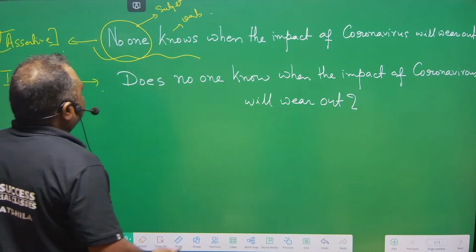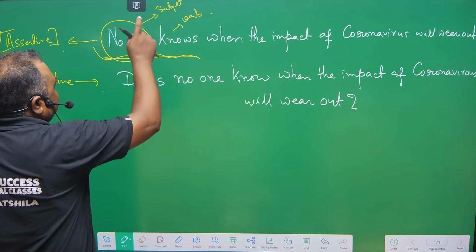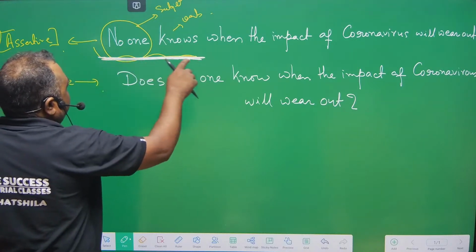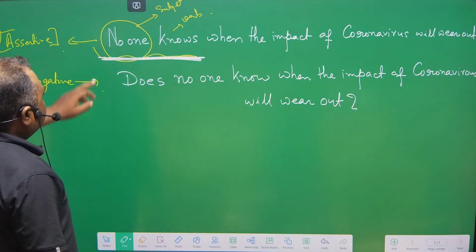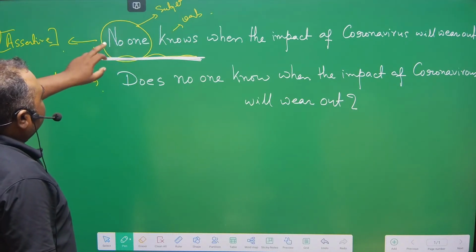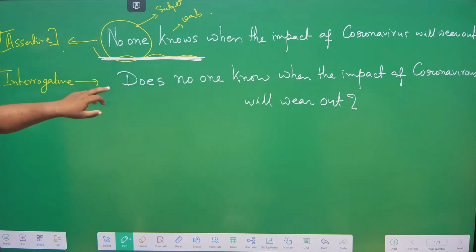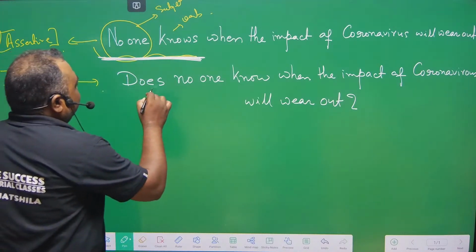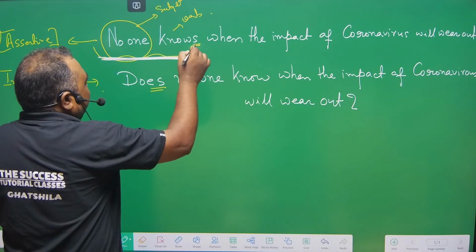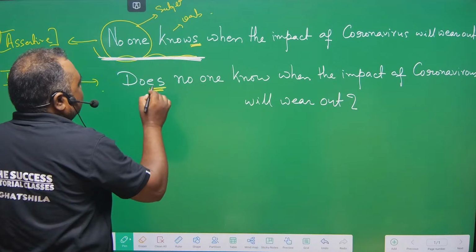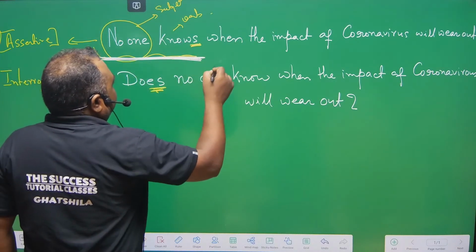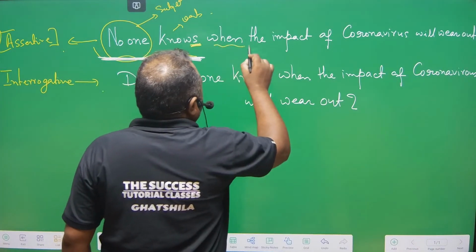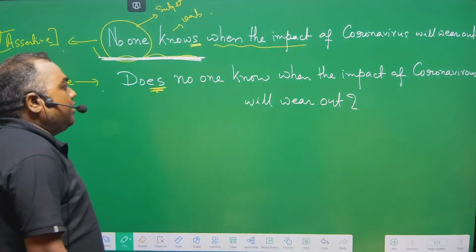So, what I did over here: no one acts as subject, knows acts as verb. This part is in the form of present indefinite tense. So since it is in present indefinite tense, to convert this assertive sentence into an interrogative sentence, we are just starting the sentence with a helping verb. And why are we adding s? Because the main verb contains s, that's why we start with does. Afterwards, no one; here we omit s because we have already used it. So, does no one know? Afterwards, you just repeat the same sentence: when the impact of coronavirus will wear out.